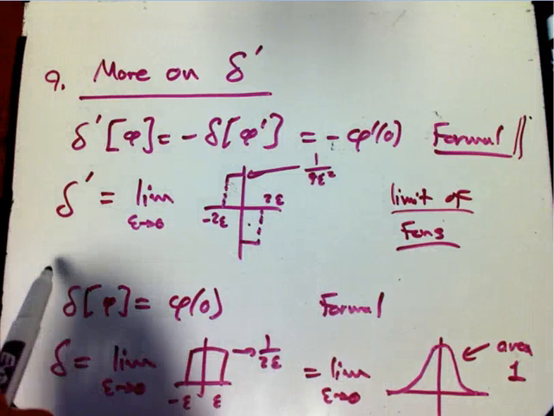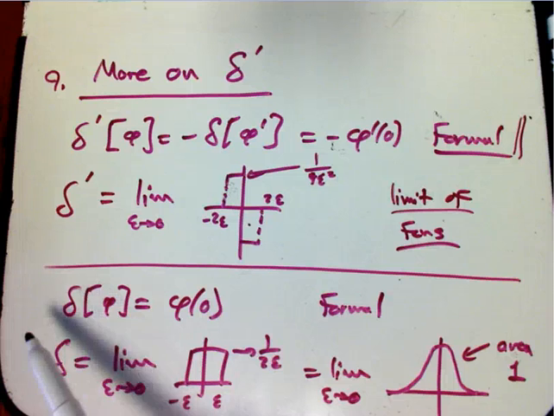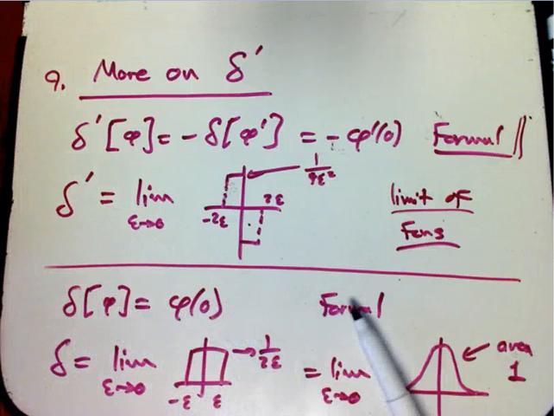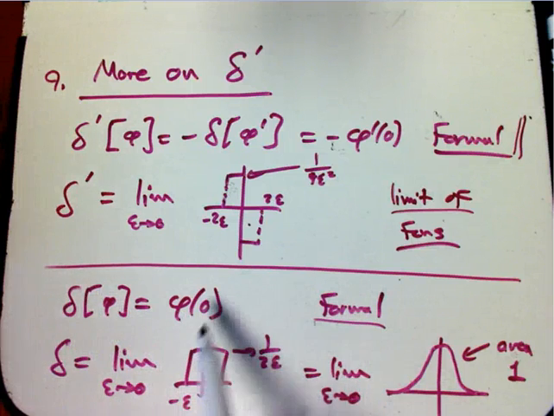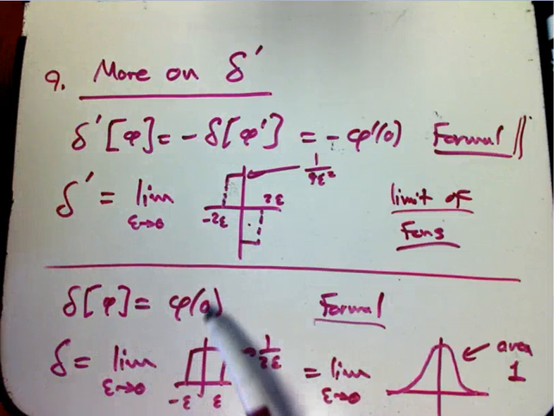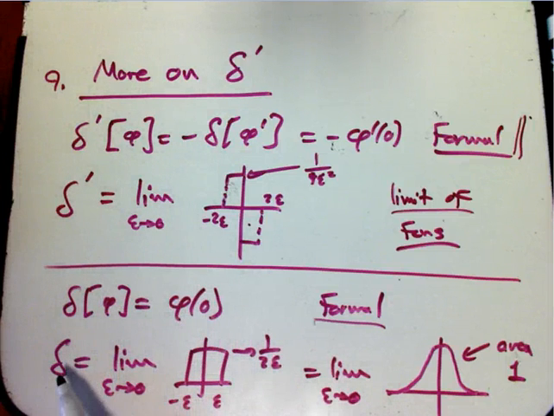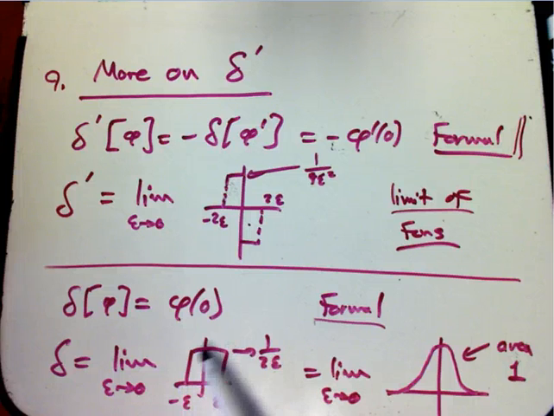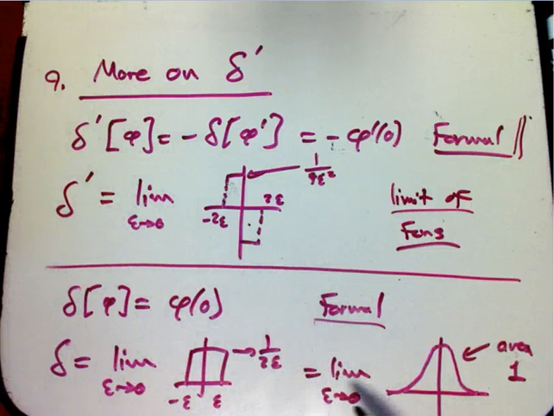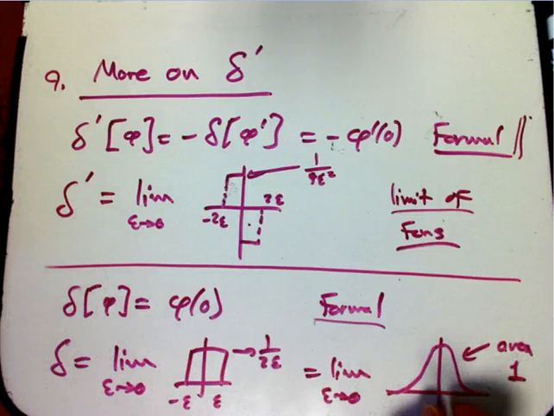Now let's compare that to what we had for delta. Delta of phi was phi of 0. That's the formal definition, and it's the easiest thing to use. But we also were able to think of delta as the limit of a square rectangular pulse with area 1. So here it's 1 over 2 epsilon, not epsilon squared. But we were also able to think of it as the limit of pretty much any decent kind of pulse, as long as it has area 1 and it's squeezing in to concentrate attention at the origin.